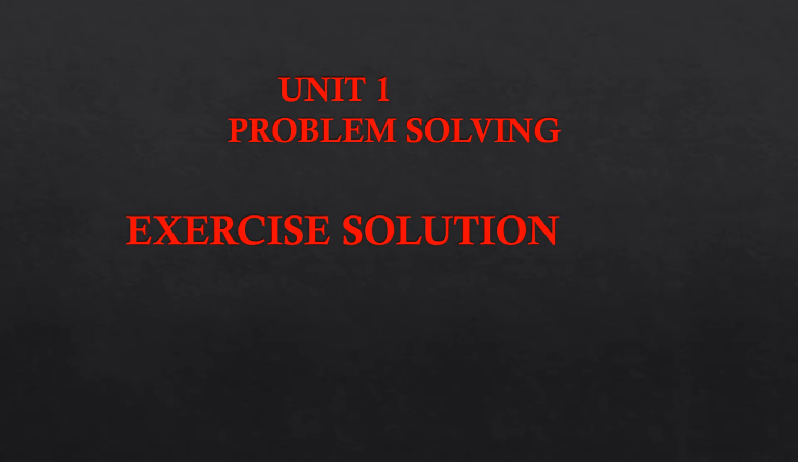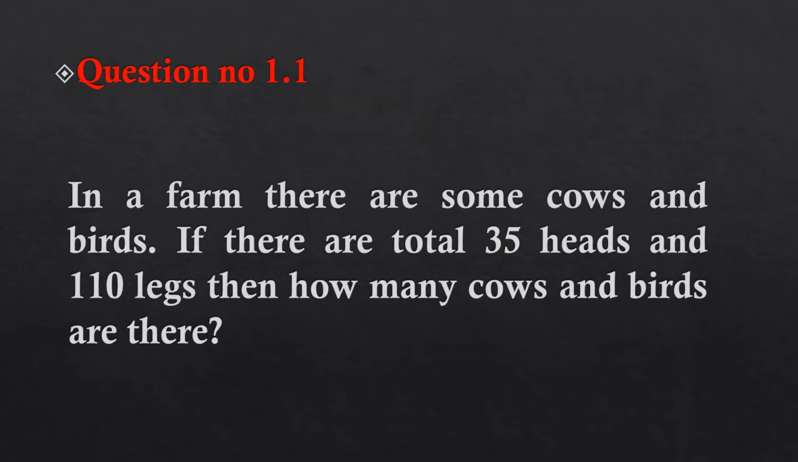So we are starting our unit number 1, problem solving. So let's proceed toward the exercise solution. Question number 1. In a farm, there are some cows and birds. If there are total 35 heads and 110 legs, then how many cows and birds are there?